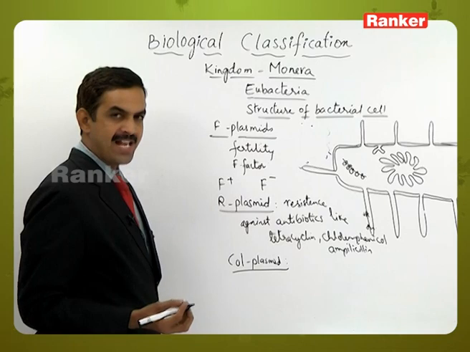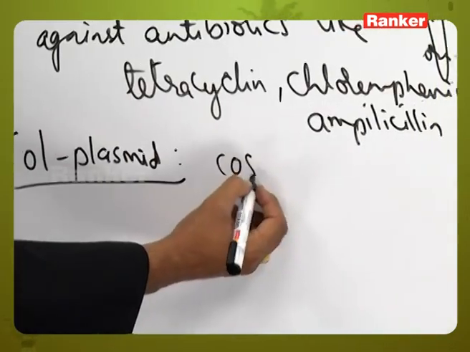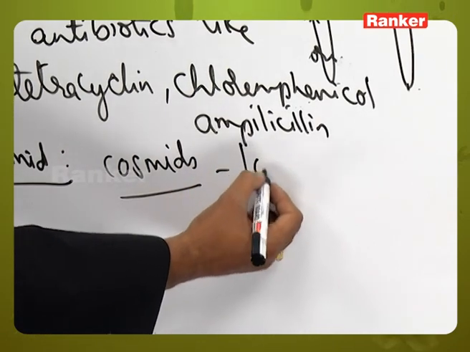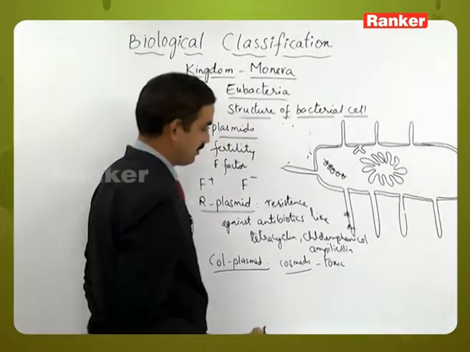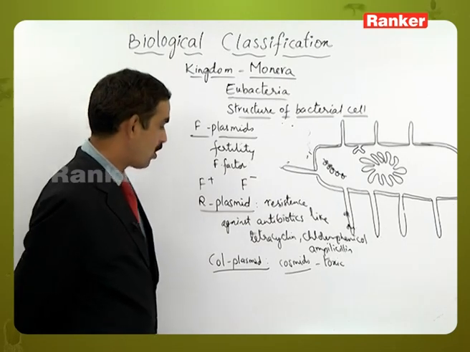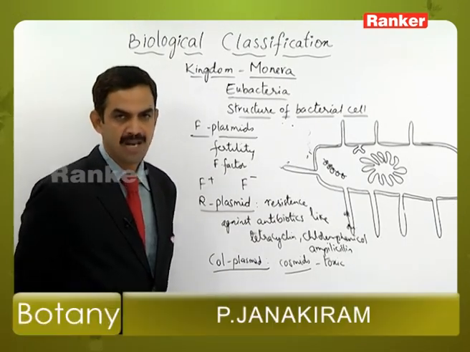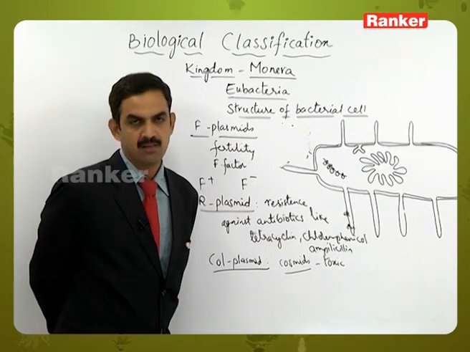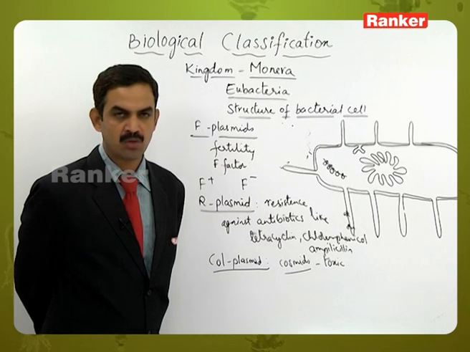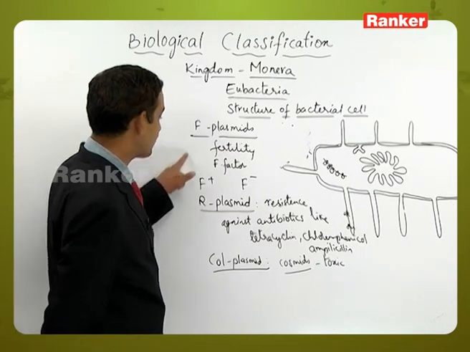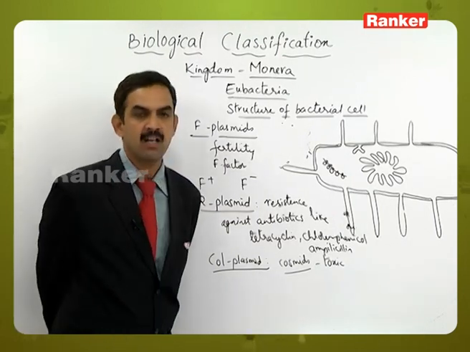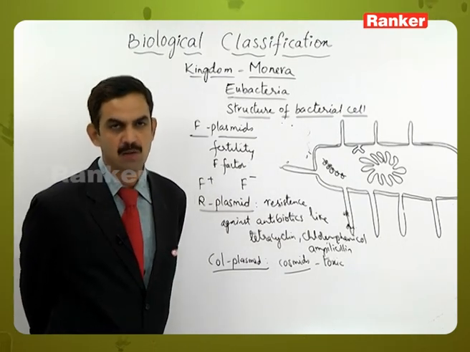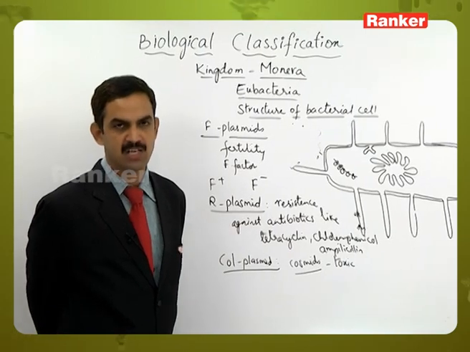So the col plasmid is the one which contains one toxic factor that is called as a col. That's why we call this as a col plasmid. It is poisonous or toxic to the bacteria, which is causing harm to the particular bacterial species. So this is how these different types of plasmids are there, and their function is also acquired based on the nature of the genes which are present in the particular plasmid material.